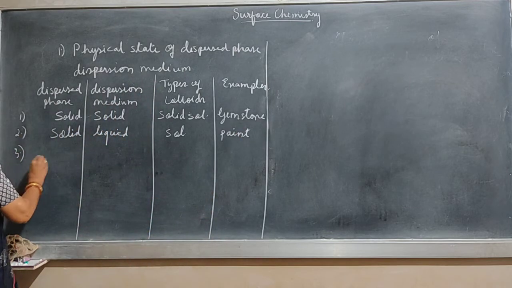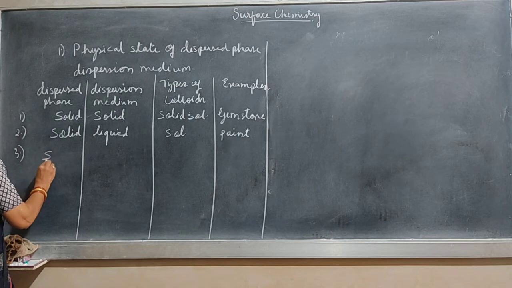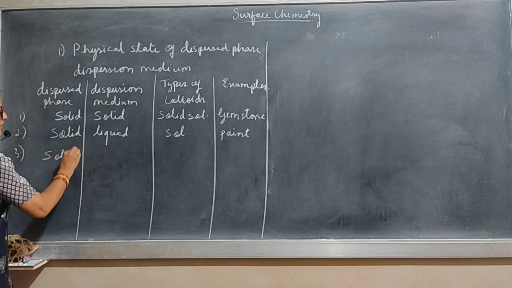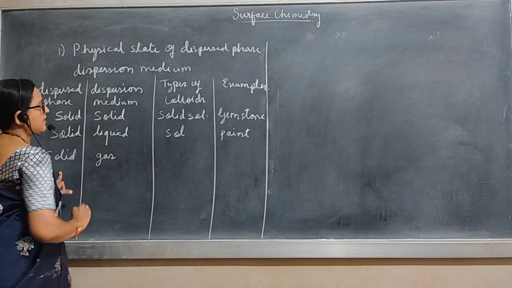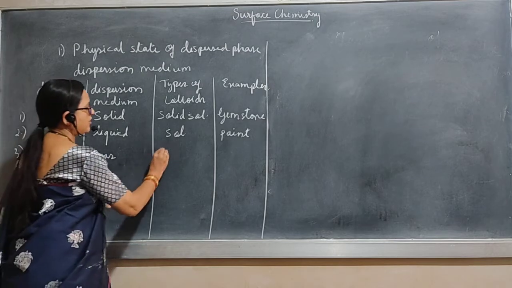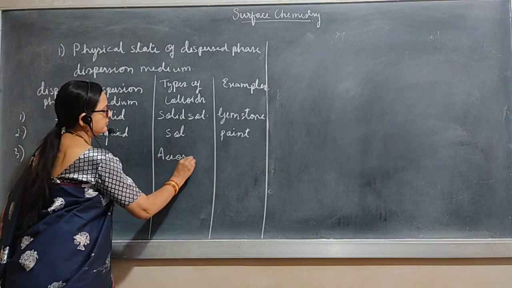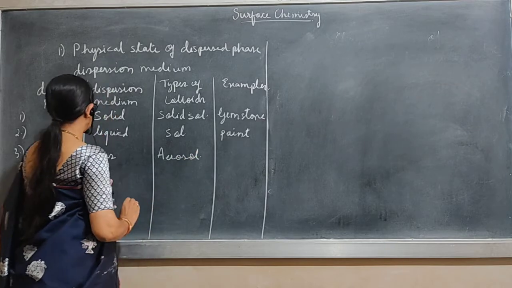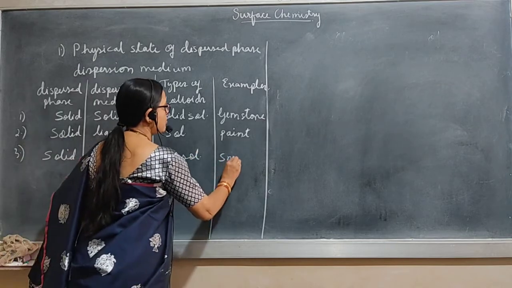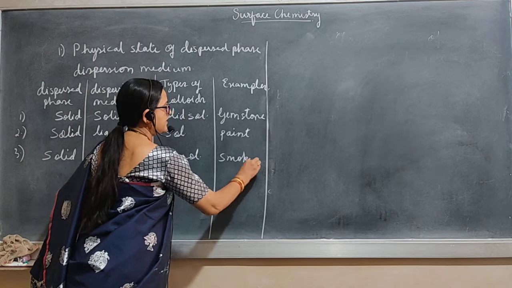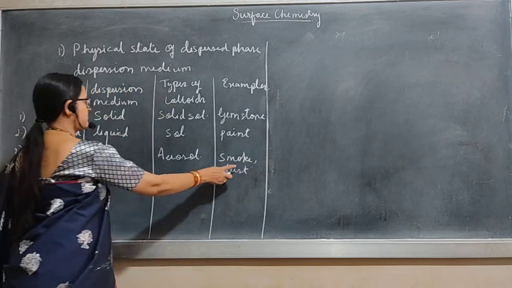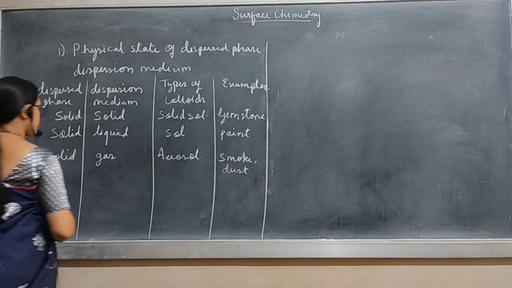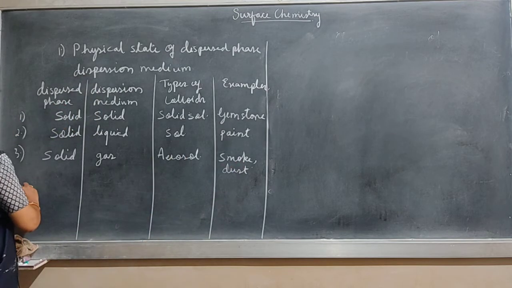Next, if we take an example of dispersed phase as a solid and dispersion medium is a gas, then such type of colloid is called aerosol. For example, smoke, dust. Larger part here is gas and smaller part is dust particles.